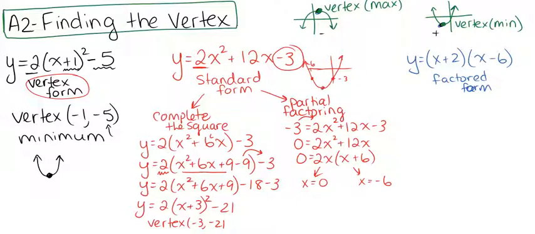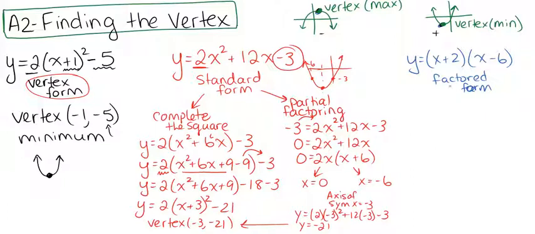So I'm trying to find the vertex. So one thing I know is the vertex may be right in between those two x values. So I know my axis of symmetry will be at x equals -3, which is also the x value of my vertex. So to find the y value, I'm just going to sub the -3 in for x. And then I solve, y is equal to negative 21, just like I did in the other question. So I know my vertex is -3, -21.